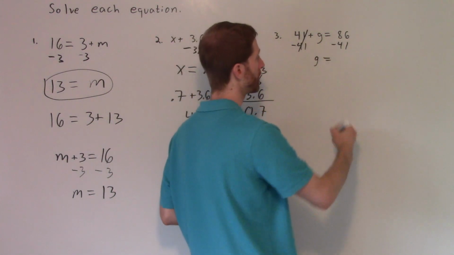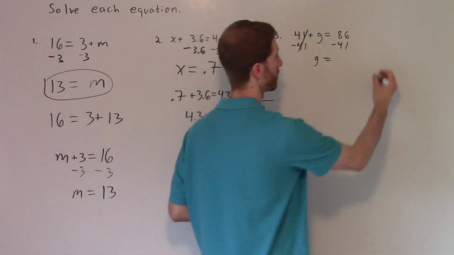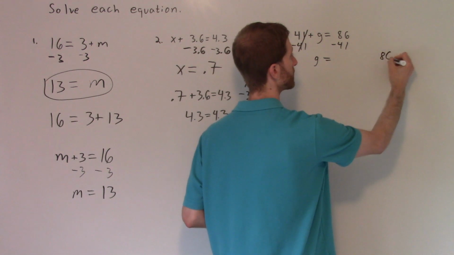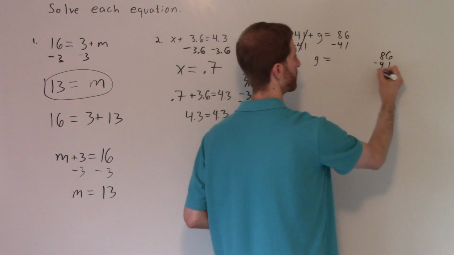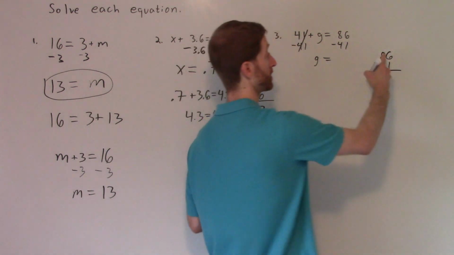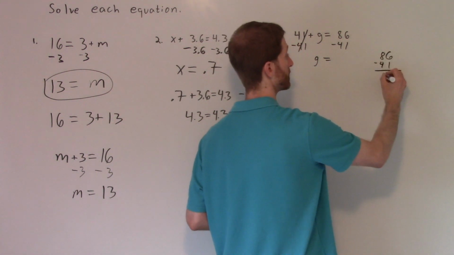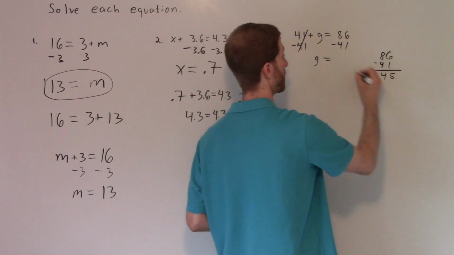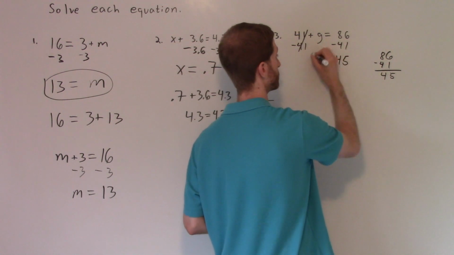86 minus 41, let's do a little bit of side work. Let's do it right over here. So 86 minus 41. If you take a look at that, 6 minus 1 is 5. 8 minus 4 is 4. And so our answer is 45.